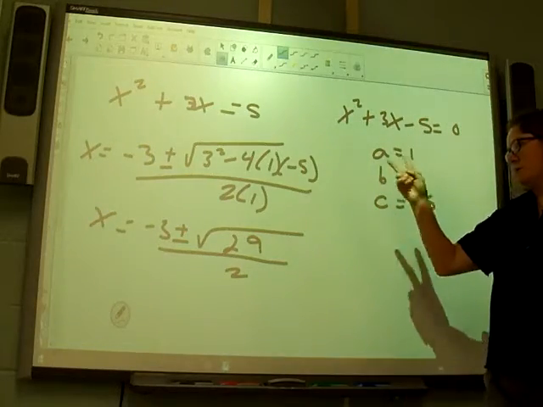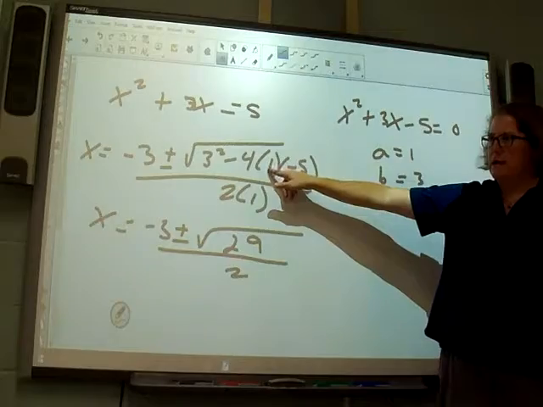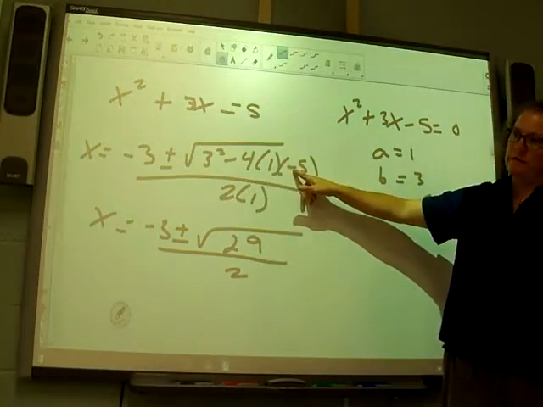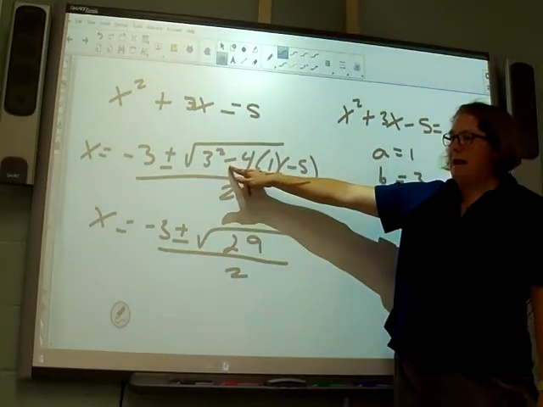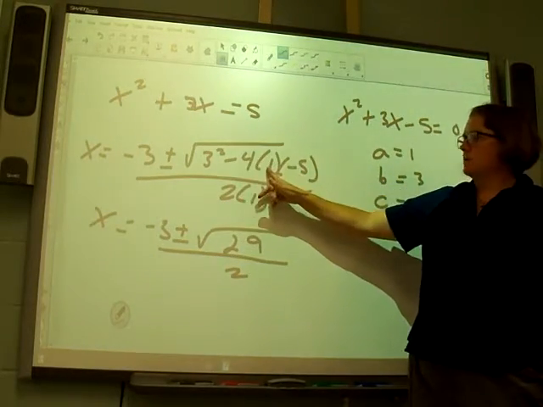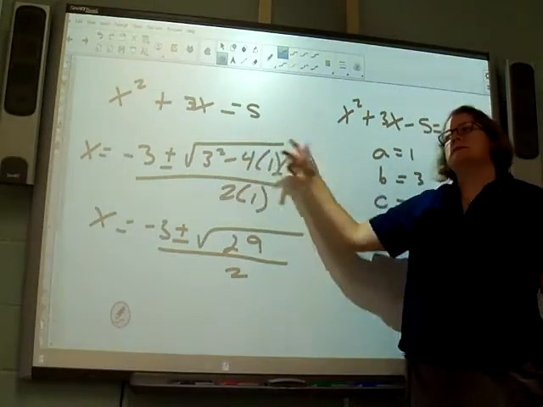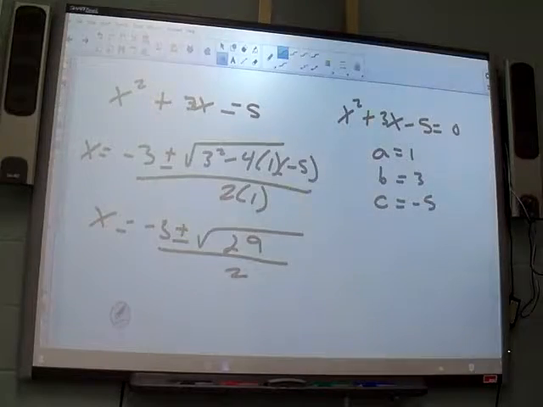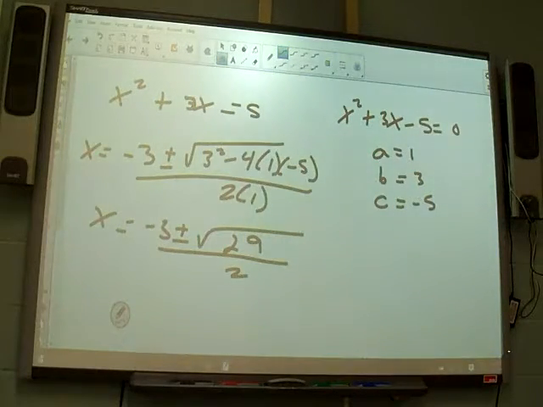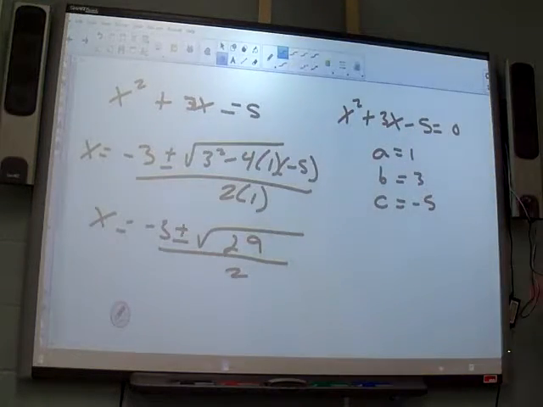We use that negative, it can work two different ways. The way I say it is negative 4 times 1 is negative 4. And negative 4 times negative 5 is a positive 20. So I do it that way, 9 plus 20. Or you could leave this as a minus sign and say 4 times 1 is 4. 4 times negative 5 is negative 20. So minus negative 20. Either way, it gets added. So I just wanted you to get caught up on that. Is your C always going to be negative? No. Ours was just because of the minus sign in front of it. Good question. Okay. Everybody's caught up and agreed that we got 29 underneath the radical.